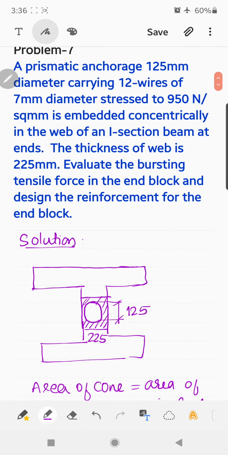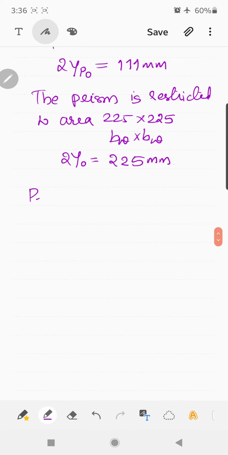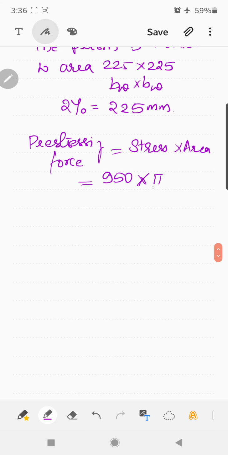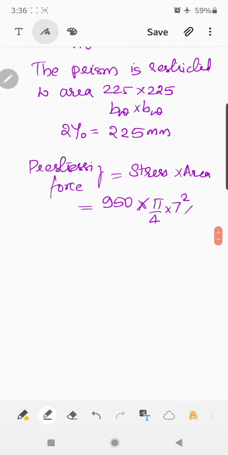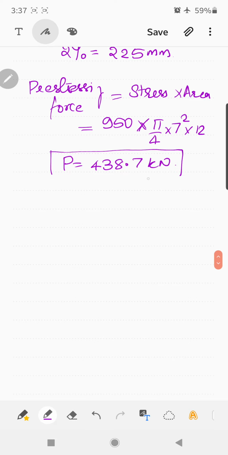Pre-stressing force is not mentioned, instead the stress is mentioned. The stress is 950 Newton per mm square. So calculate the pre-stressing force. Pre-stressing force is equal to the stress into the area. Stress is 950 and the area of the steel is pi by 4 into the diameter, 7 mm, of how many bars? 12 wires of 7 mm diameter. So pi by 4 into 7 square into 12 numbers. You'll get the P value as 438.7 kilonewton. We'll get it in newtons, so convert that to kilonewton. So this is the value of P.